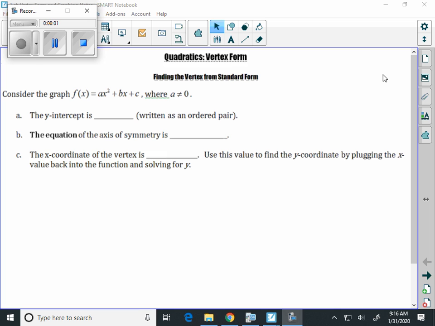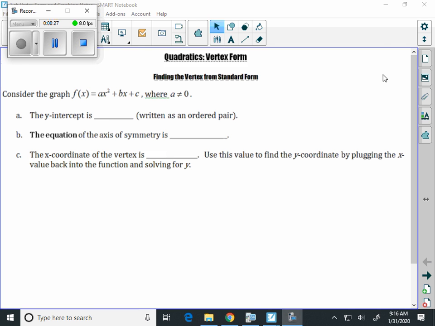Today we're going to talk about quadratics in vertex form. Our last unit was all about solving quadratics. We tried to figure out where the graph crossed the x-axis. First of all, that formula, ax squared plus bx plus c, is the formula of a quadratic equation. It has the highest degree of 2.